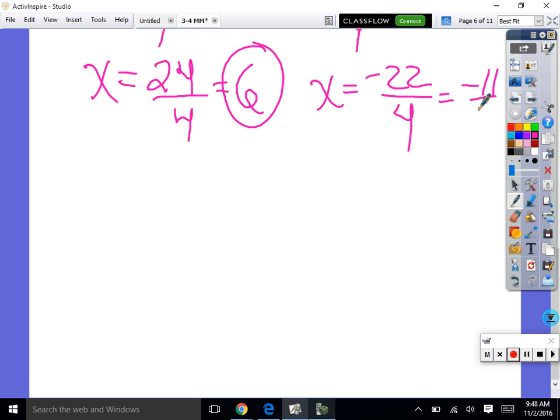Negative 11 over 2. So we want the fractions. So there's our other solution. 1, 2. Is everybody good with that? You guys ready to practice some that look about like that on your worksheet?